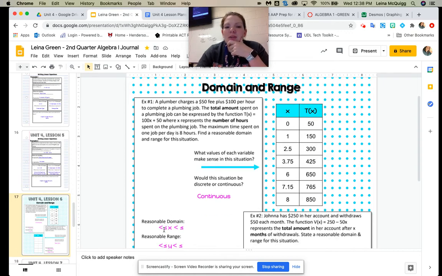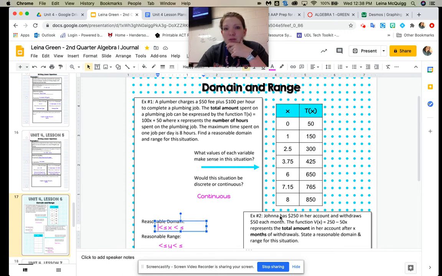So how do I write my domain? Well, my domain, remember, is x values. My range is my y values. So I'm talking about my x values. The lowest x value that I can have, the least number of hours he can work, is 0. He can't work anything less than 0 hours, right? And then the most number of hours he can work is 8 hours.